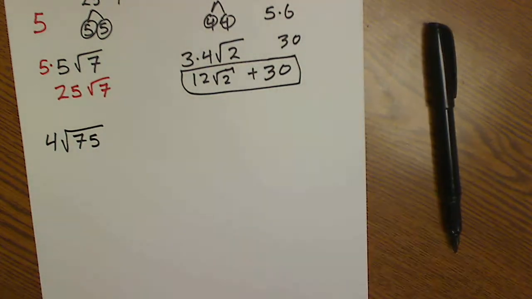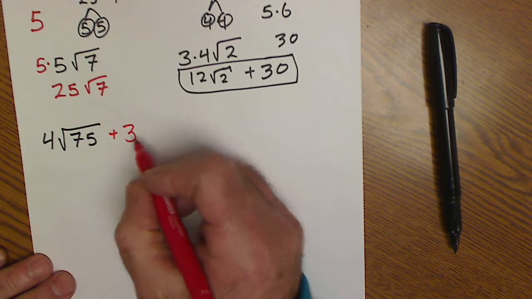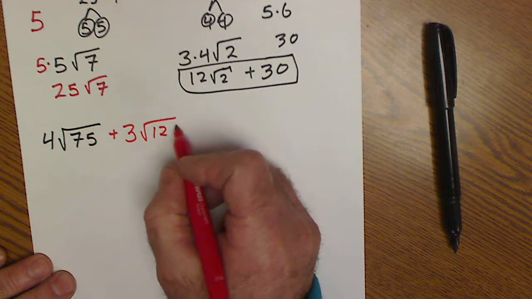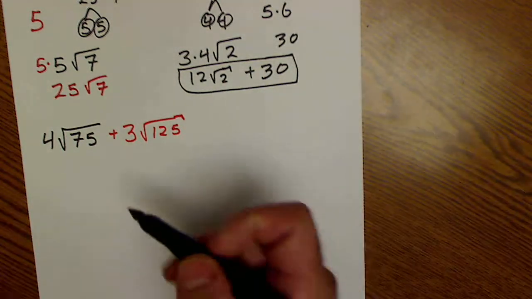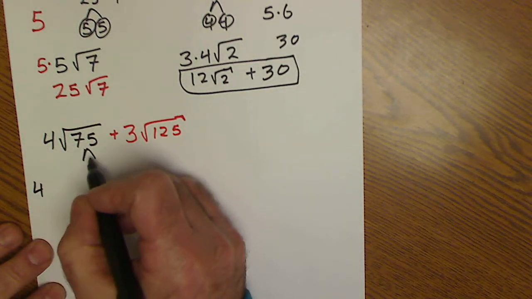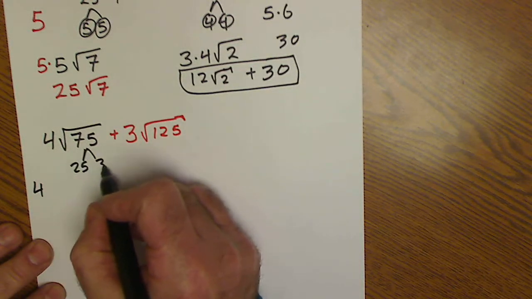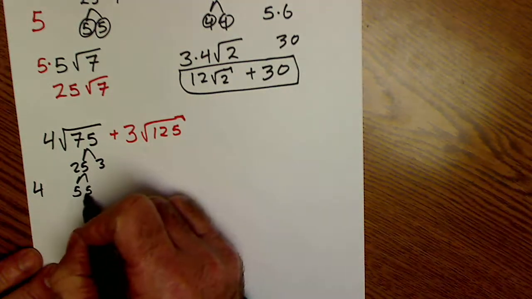Let's say 4 root 75 plus 3 root 125. I want to combine those. I still have this 4 out front. 75 is a 25 and a 3. 25 is a pair of 5s. For every pair, 1 comes out.